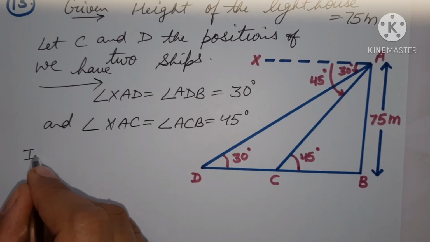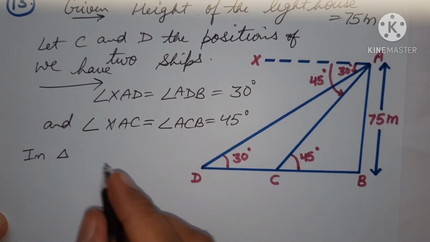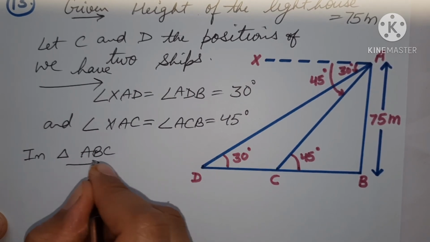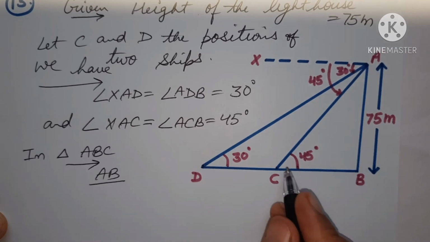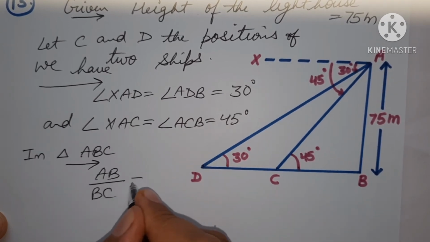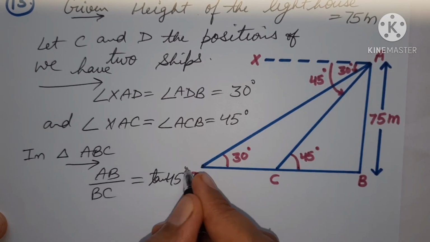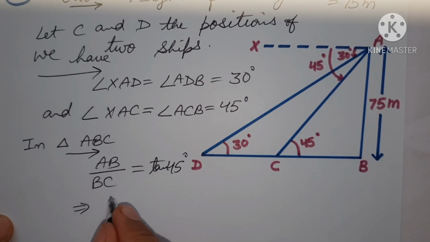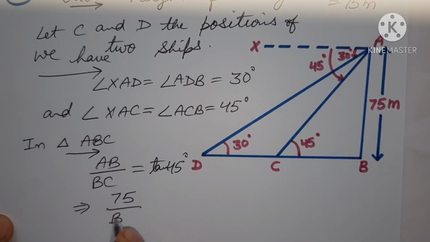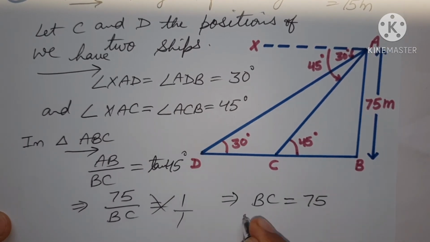So first we are taking triangle ABC. So we will write in triangle ABC, AB perpendicular upon base BC is equal to tan, and angle is 45 degree. As we know, the value of AB is 75, BC we don't know, and tan 45 is 1. From here we are getting the value of BC is 75.